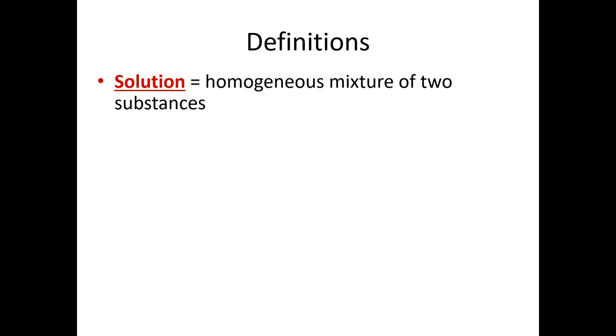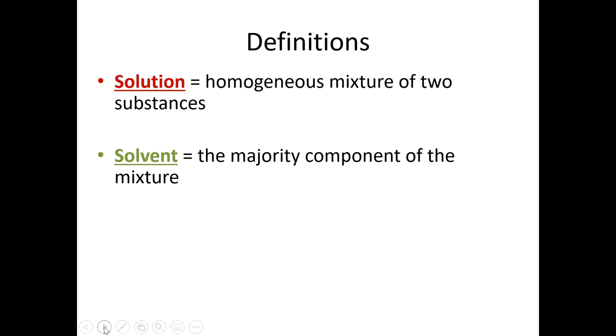A solution is a homogeneous mixture of two substances. And homogeneous means it's evenly mixed. So if you were to zoom in and look at one part of the mixture, and then zoom in and look at a different part of the mixture, they should look about the same. So it's evenly mixed throughout the whole thing.